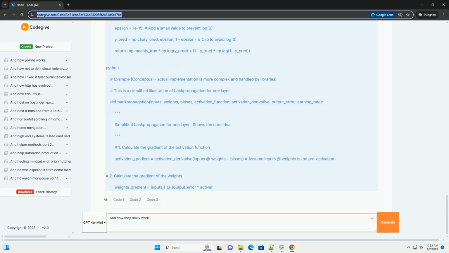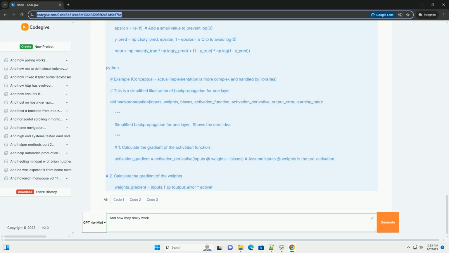4. Training a neural network. 1. Loss function. Measures the difference between the network's predictions and the actual target values. The goal of training is to minimize the loss function.